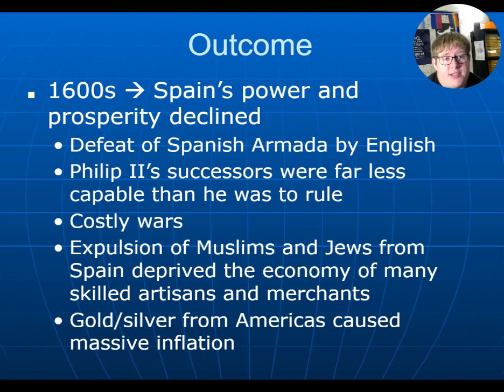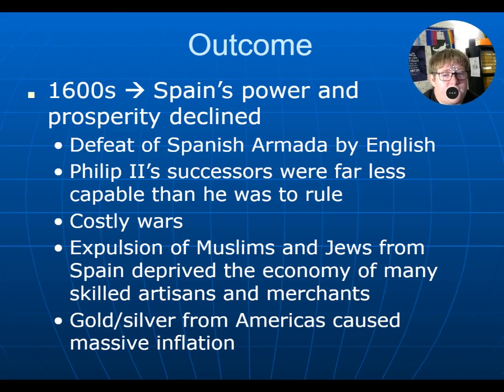So by the 1600s, Spain's power and prosperity is going to decline. With the defeat of the Spanish Armada by the English and Philip II's successors being far less capable than he was to rule, this is really going to be the moment of downfall for the Spanish. Throw on top of that some costly wars. The previous expulsion of Muslims and Jews from Spain deprived the economy of many skilled artisans and merchants, and the gold and silver being brought back from the Americas caused massive inflation, causing the Spanish economy to collapse.